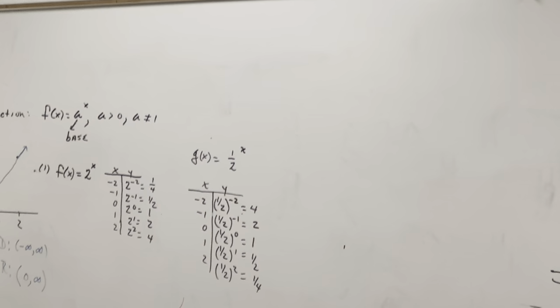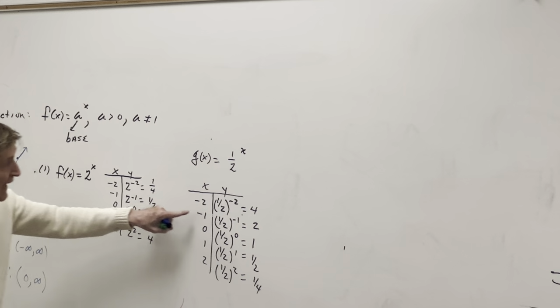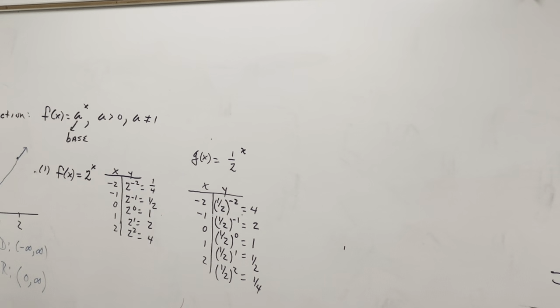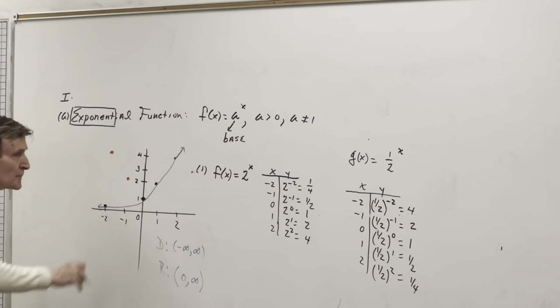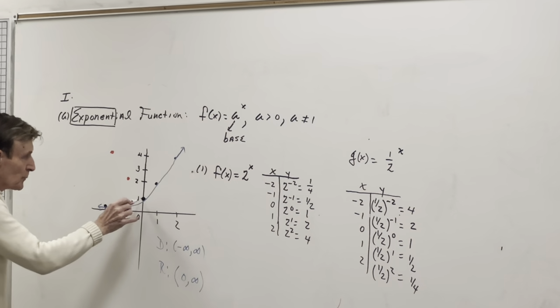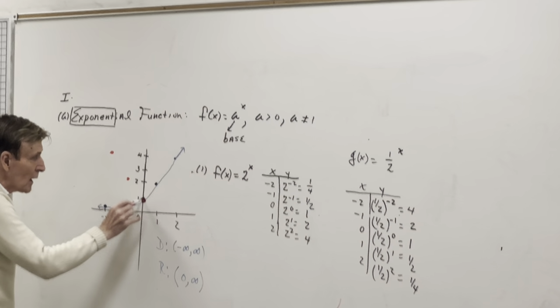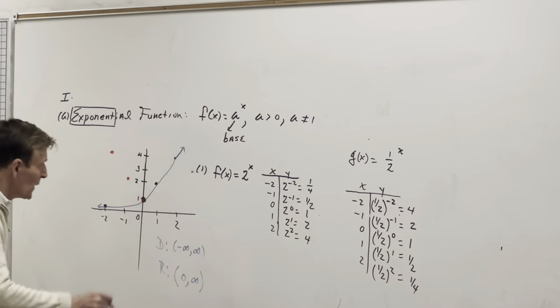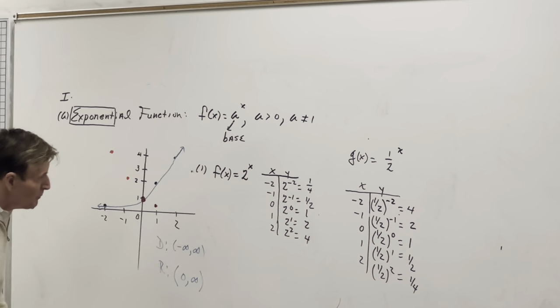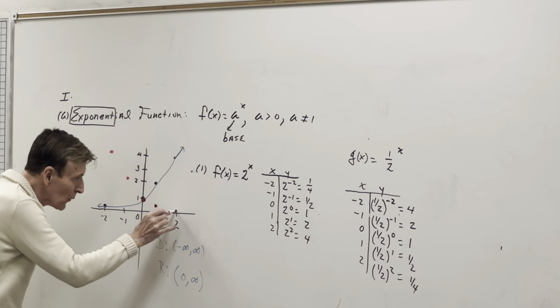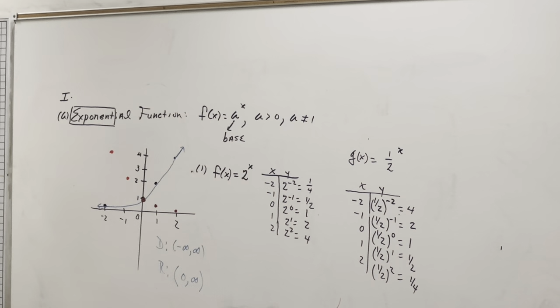I had it blue, let's hope the red holds up for me, and we'll plot these points. Out -2, up 4. Well, -2, up 4 on this graph up here. -1, up 2. Here. 0, 1, oh, they share a point. Out 1, up 1/2. And finally out 2, barely above the x-axis, 1/4. And that's 1/2 raised to the x from that table.